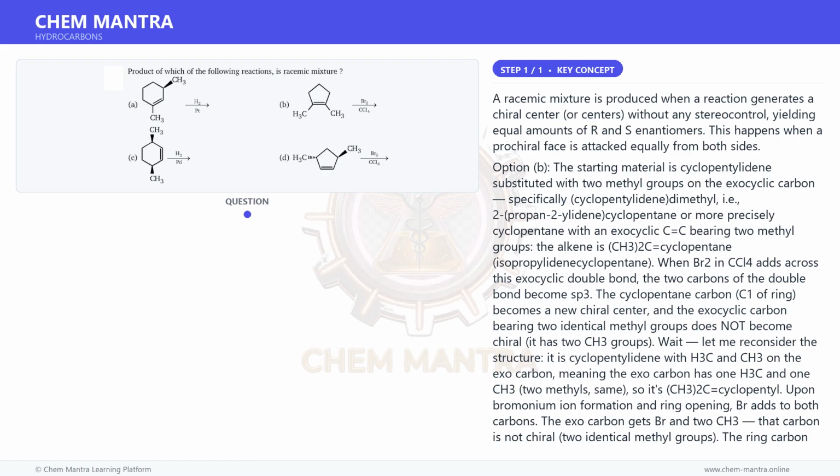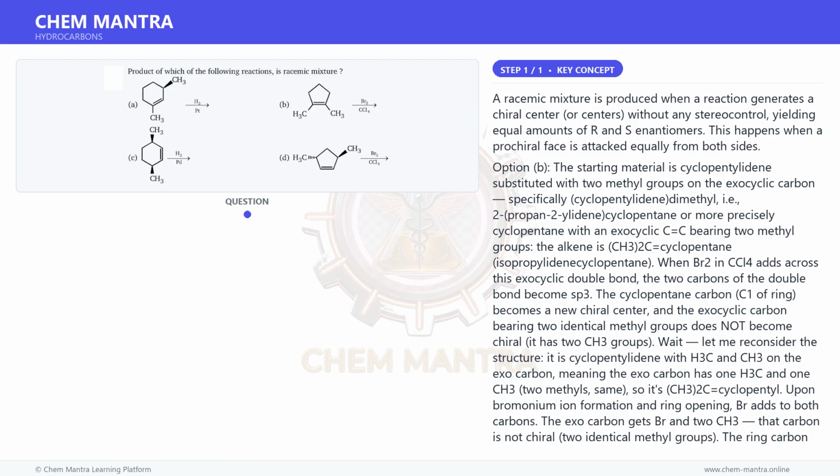Wait, let me reconsider the structure. It is cyclopentylidene with H3C and CH3 on the exo carbon, meaning the exo carbon has 1 H3C and 1 CH3, 2 methyls, same, so it's (CH3)2C=cyclopentyl. Upon bromonium ion formation and ring opening, Br adds to both carbons. The exo carbon gets Br and 2 CH3, that carbon is not chiral, 2 identical methyl groups.